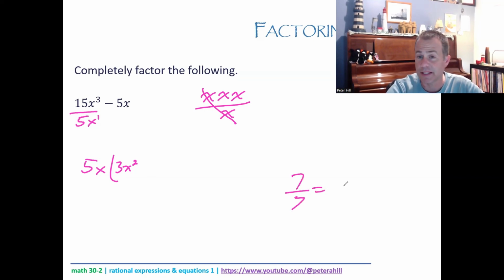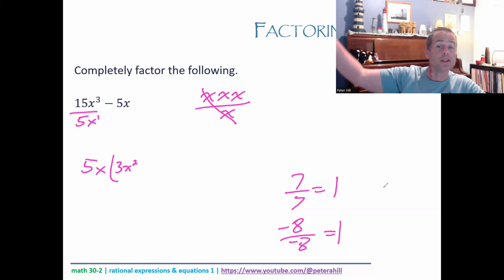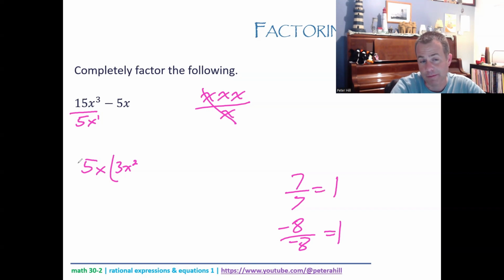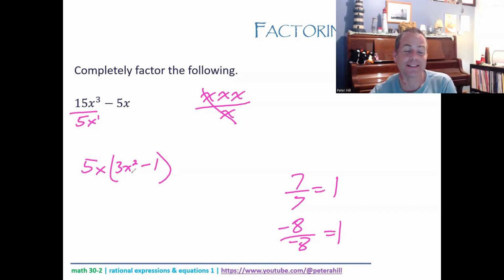What's 7 divided by 7, friends? 1. What's negative 8 divided by negative 8, friends? 1. What's 18 billion divided by 18 billion? 1. So what's 5x divided by 5x? 1. Now, technically, it's negative 5x divided by positive 5x, and so my answer will be negative 1. Okay, so 5x times 3x squared minus 1.